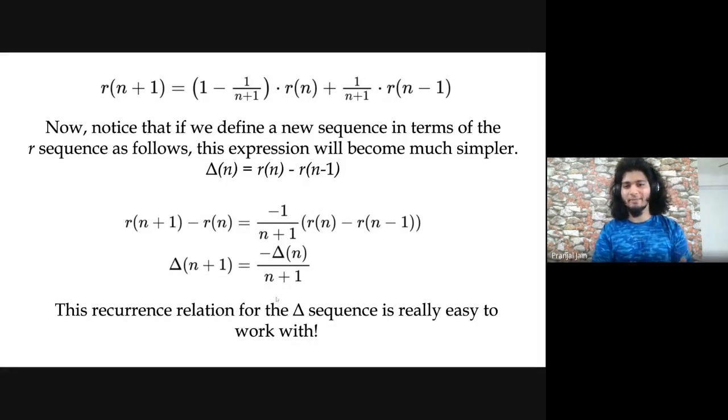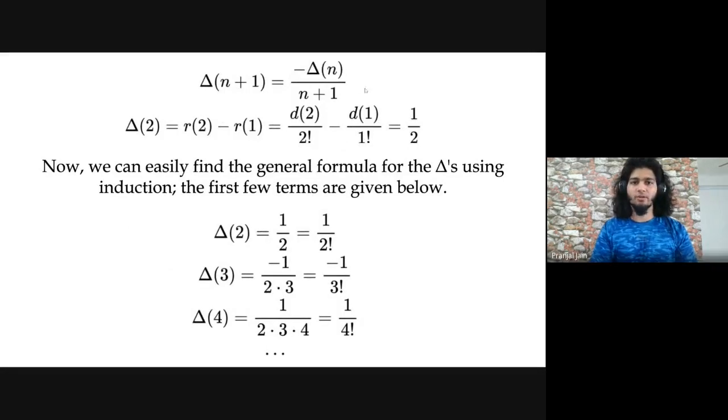And now this recurrence relation is really easy to solve. So now we can just plug in a base case and it won't be very hard to find a general formula for these deltas. This is the recurrence relation. For finding the base case, which we'll use as delta of 2, you can basically subtract R of 1 from R of 2 because that's how we define the deltas. So R of 2 is the ratio of D of 2 and 2 factorial. And likewise, R of 1 is the ratio of D of 1 and 1 factorial. And we saw that this is 1 and this is 0. So you get half. So delta of 2 is half.